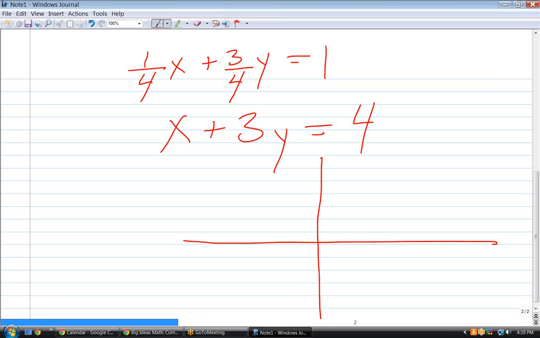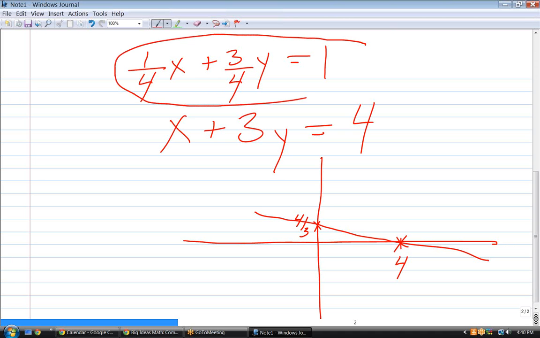Give me the x-intercept and the y-intercept. The x-intercept would be 4, comma 0. And then the y-intercept would be 4/3 or 1 1/3. And again, you get those same numbers even if you don't simplify that equation.